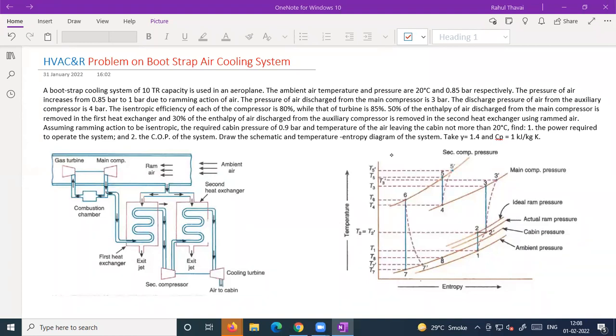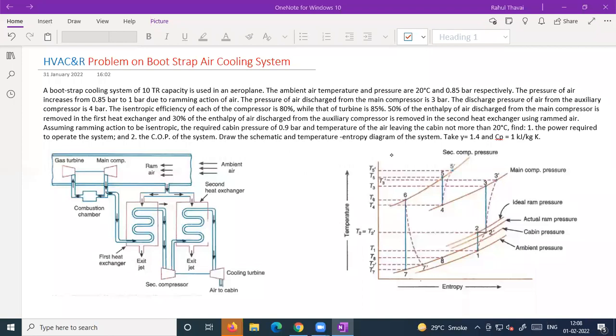When they mention that it's a bootstrap cooling system, obviously you should be able to draw the schematic diagram. Once you are able to draw the schematic diagram, the TS diagram becomes very easy to draw. If you are able to draw the schematic diagram, you will be able to correctly plot the points on the TS diagram. So both are essential so as to solve the problem.